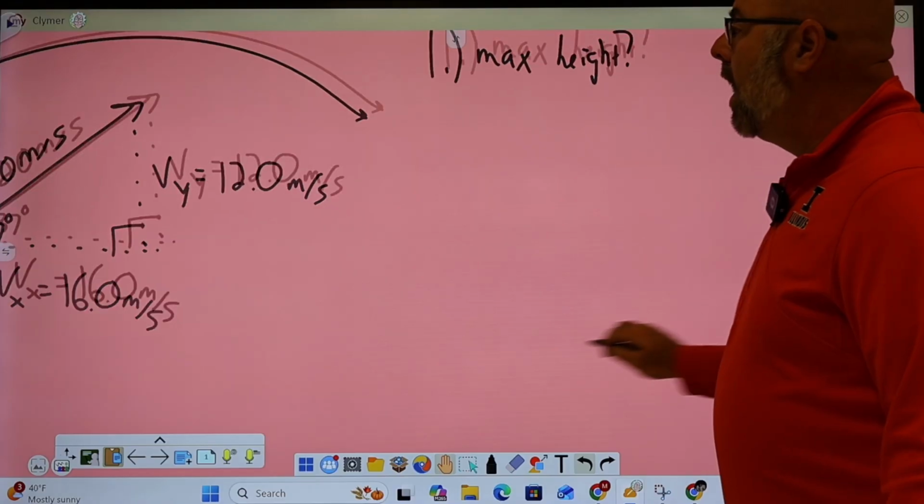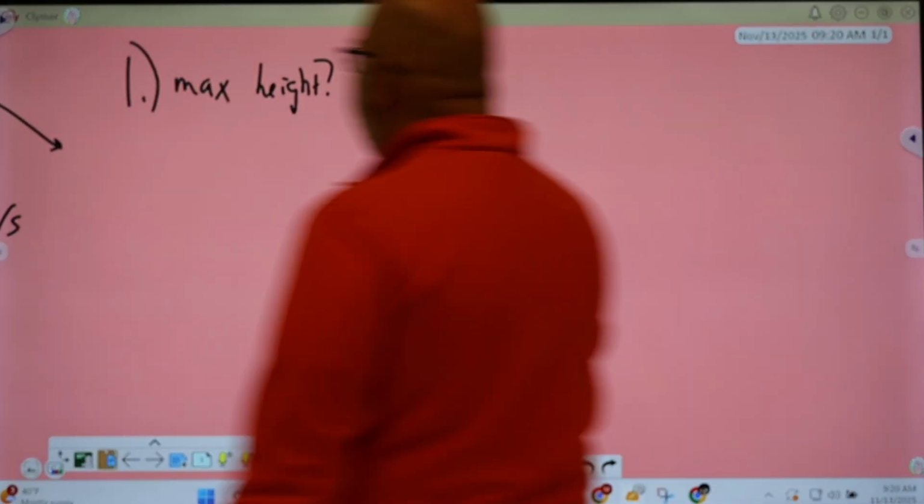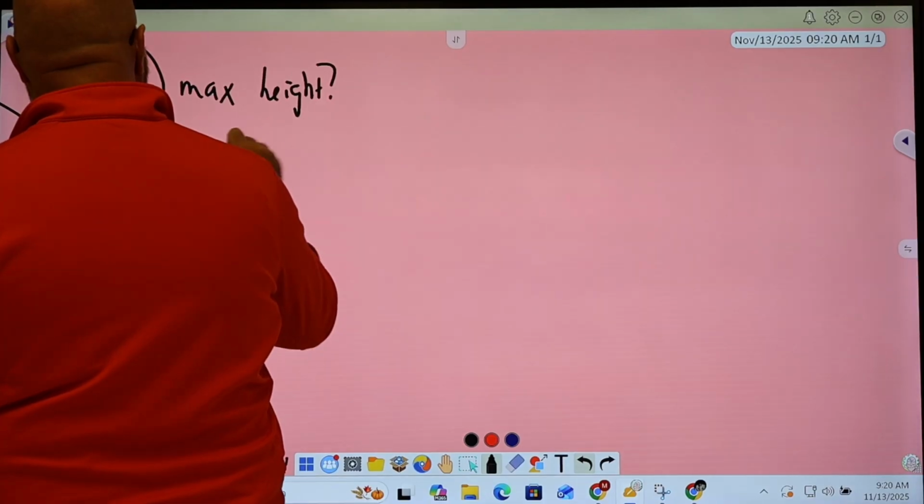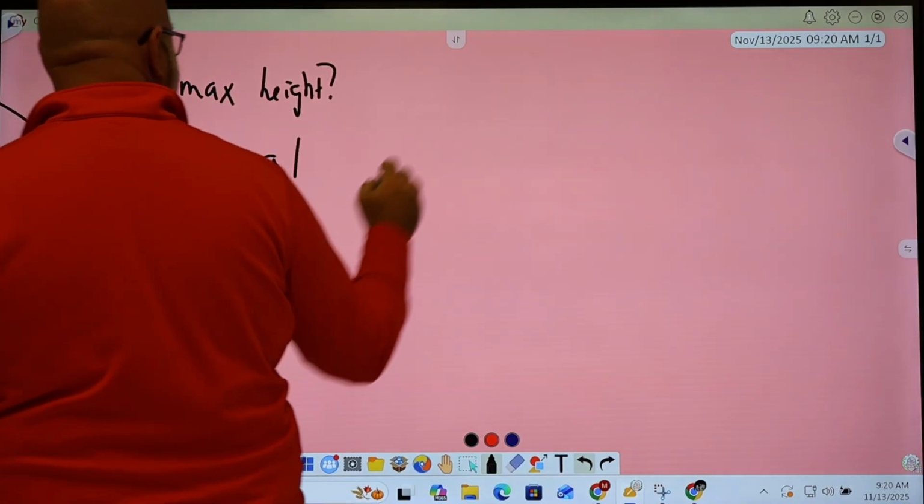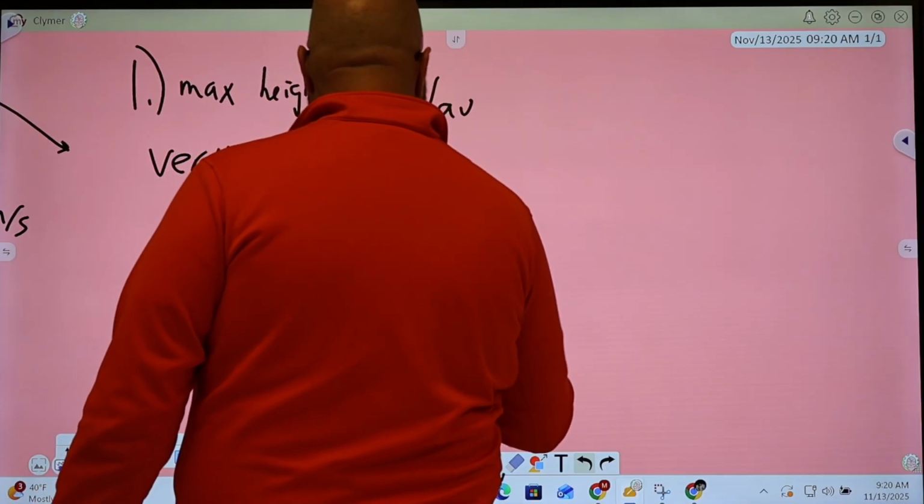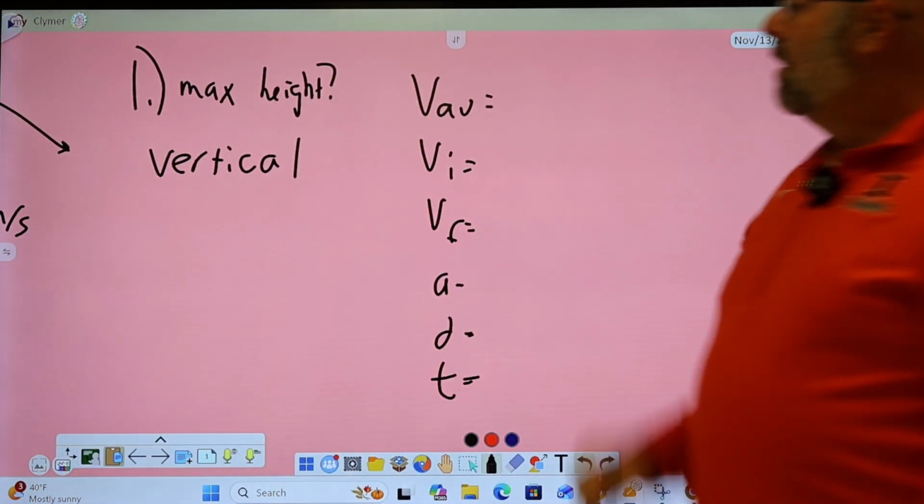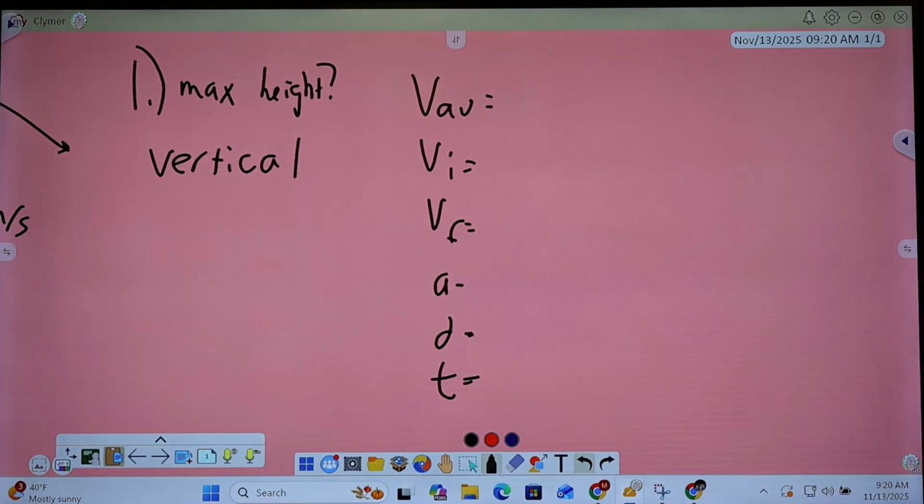All right, so you guys all have the drawing in your notes. We're talking about max height, so we're talking about vertical parts of this. We know what we're working with here. Start with the full list of variables. Again, we may or may not fill all these out. Who knows?